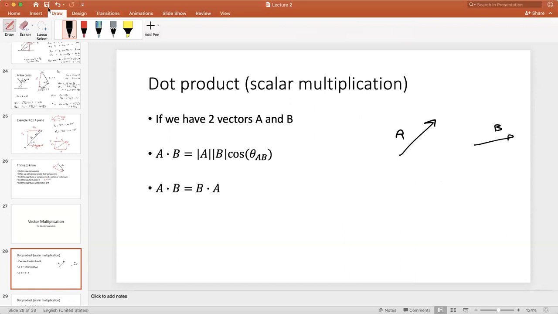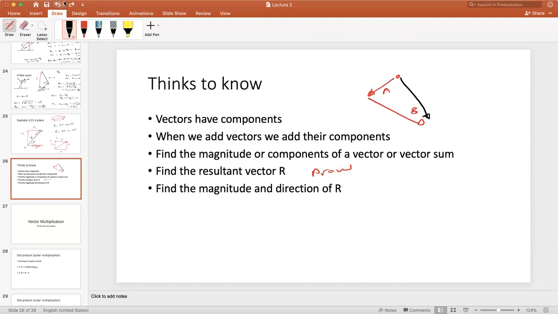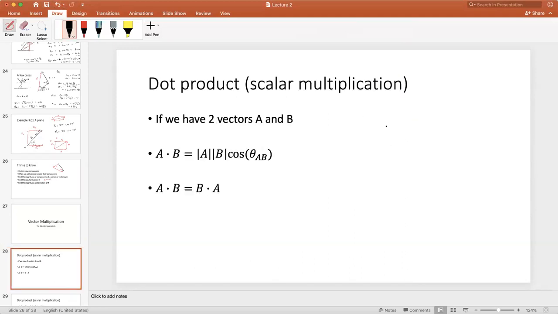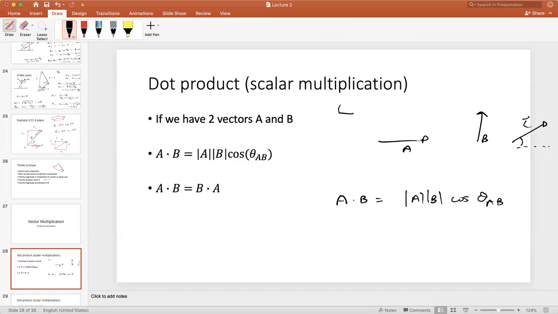Sorry. So I have A, which is along the x-axis, and I have B, which is along the y-axis, and I have some C, which is at some angle to the x-axis. But I have these two vectors, A and B. If I want to multiply them, what I do is I simply take A and B, I take their magnitudes, which we already talked about, and I multiply by the cosine of the angle between them.